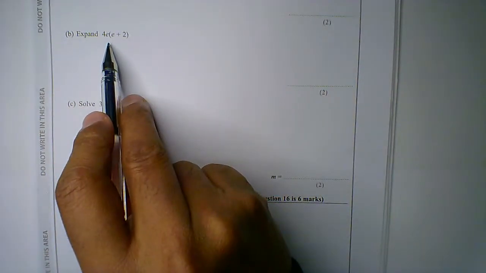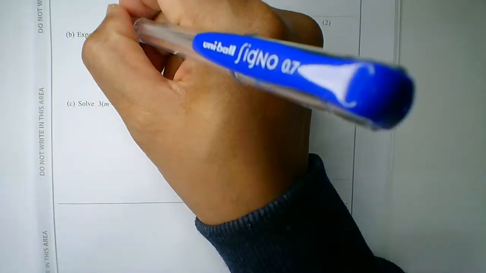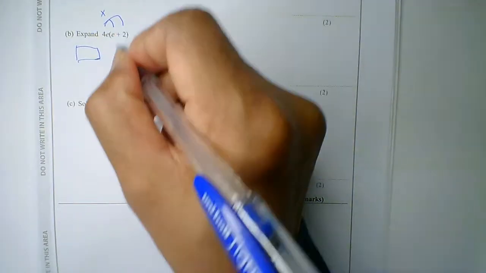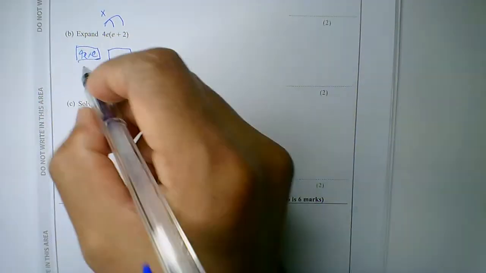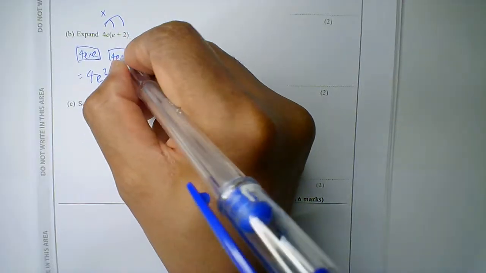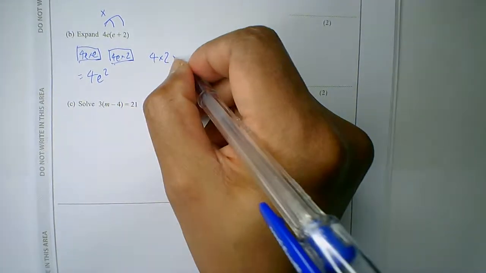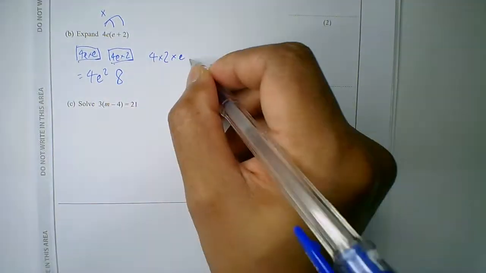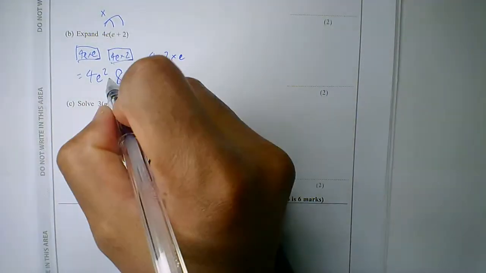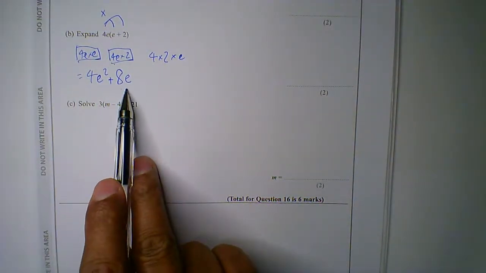So expand 4e(e plus 2). So again, similar to before, 4e is going to be multiplying by e, and then 4e is going to multiply 2. So this is 4e times e. That gives me 4e squared. 4e times 2, that's the same as saying 4 times 2 times e. 4 times 2 is 8. Then we've got the e, and it's a plus there in the middle. So my final answer is 4e squared plus 8e.